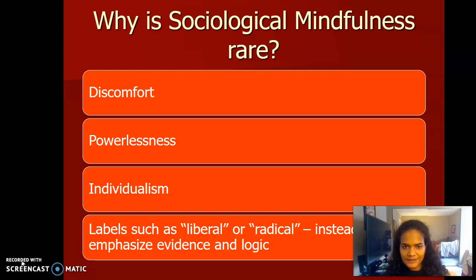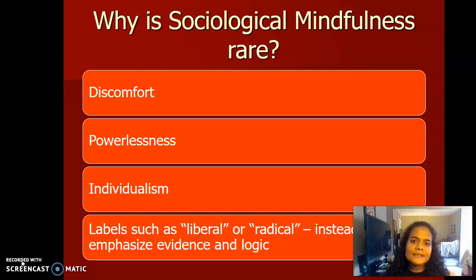Another reason, especially in our US context, why sociological mindfulness might be rare is we are a highly individualistic society. And so any perspective which is talking about how our individual selves are shaped by our social context is not often part of our worldview, where there's a lot of emphasis on the individual attributes, individual personality, individual work ethic, and so on and so forth, right?